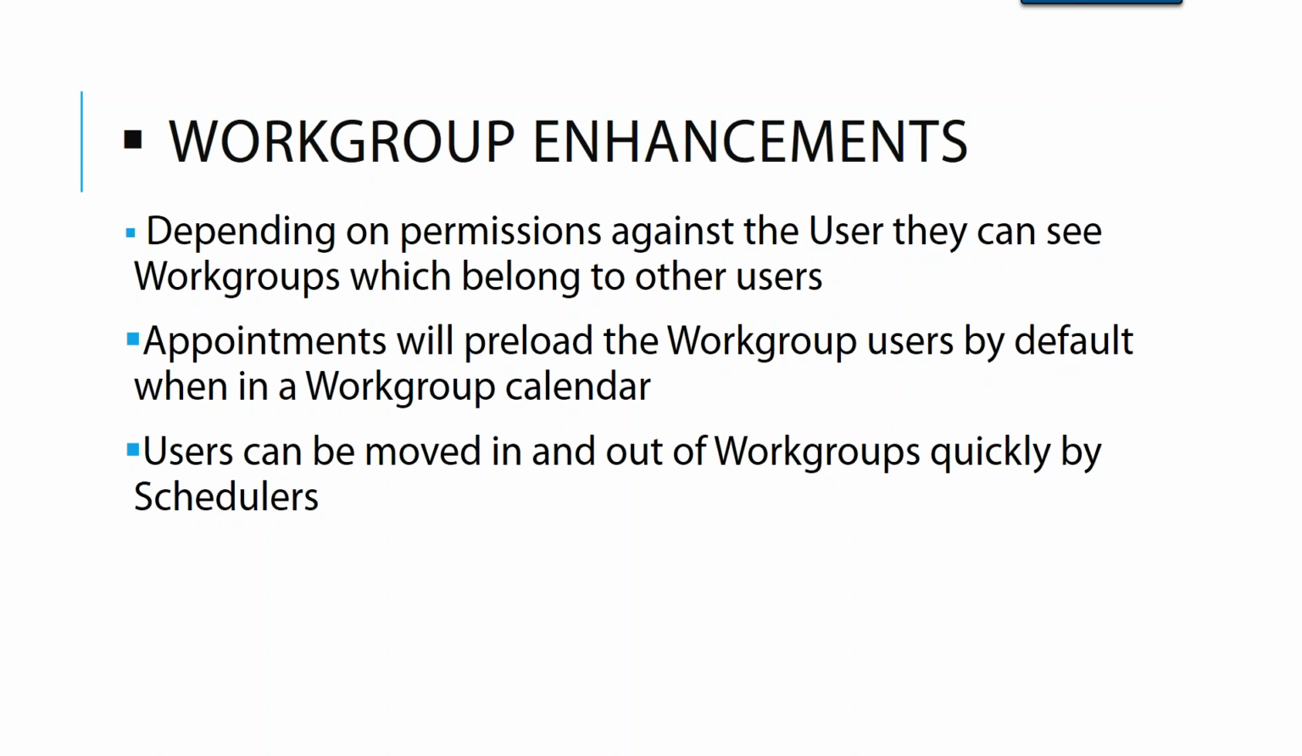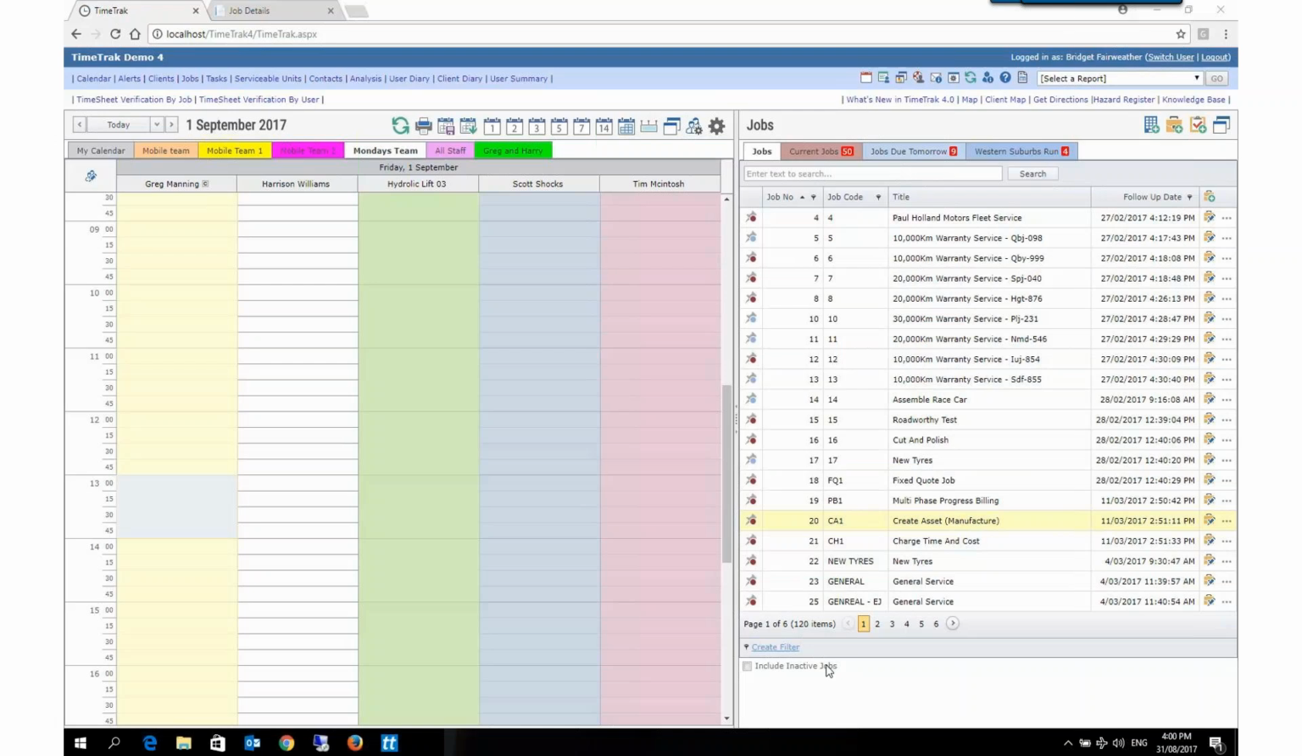We've got permissions now where your professional user can see other users' work groups that are set up. So we could set up a work group for your mobile user, and the scheduler could see those work groups and maintain them for him. Appointments can be preloaded, will preload the work group users when you're in a work group calendar, and users can be moved in and out of the work groups. So we'll shift along to show you that.